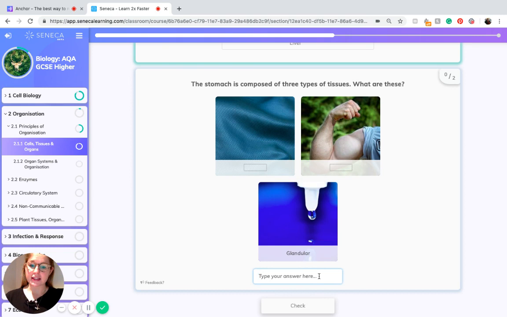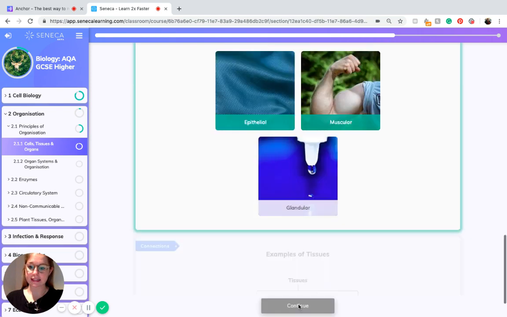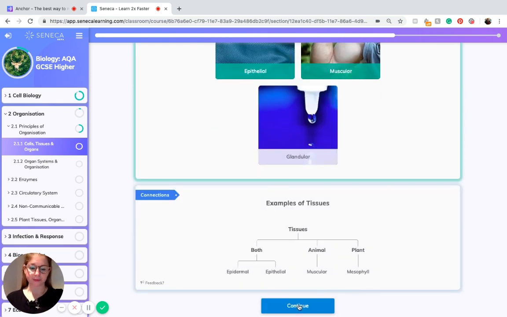So as we've just learned, the stomach is broken down into 3 types of tissues which we could consider. These include glandular tissues for the digestive juices, muscular tissue which moves around the substance of the food, and epithelial tissue which lines the stomach. So to break down the tissues that we discussed earlier, we know that mesophyll tissues are found in plants, muscular tissues are found in animals, and epithelial and epidermal tissue are found in both plants and animals.